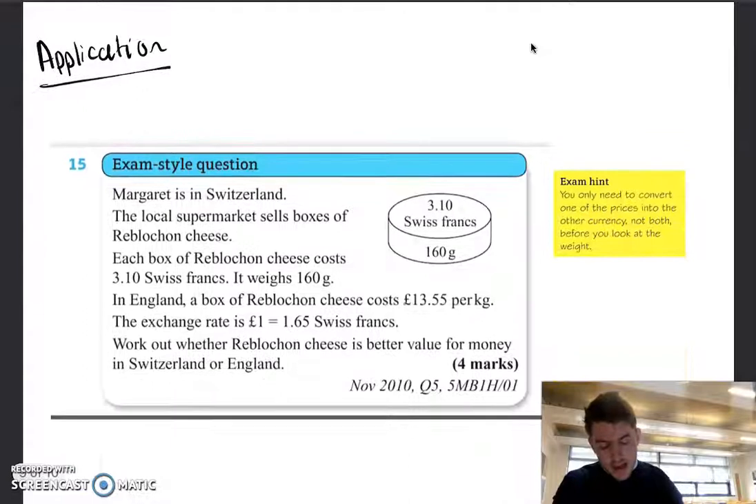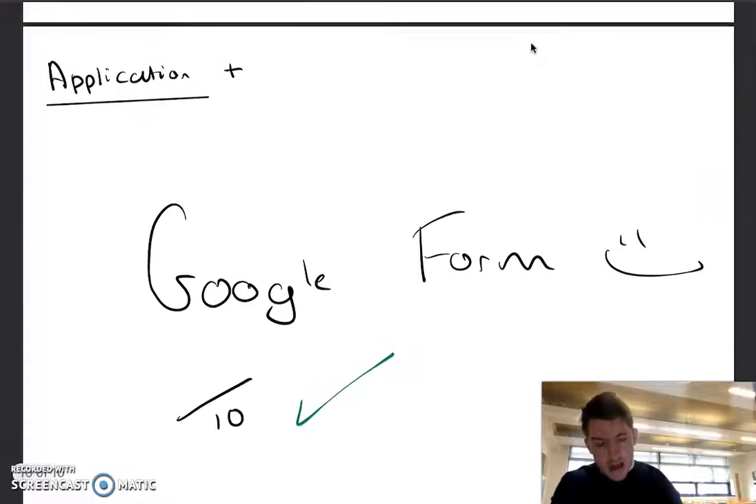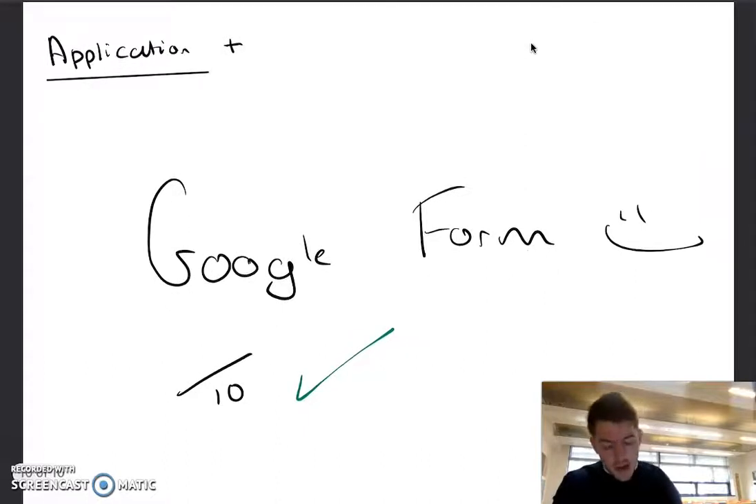And then last but not least, application. I want this one on paper. Show me your workings out. And then last but not least, we're going to have a score out of 10, application plus. It's going to be a Google Form. Get that done, get it sent to me and I'll check it.